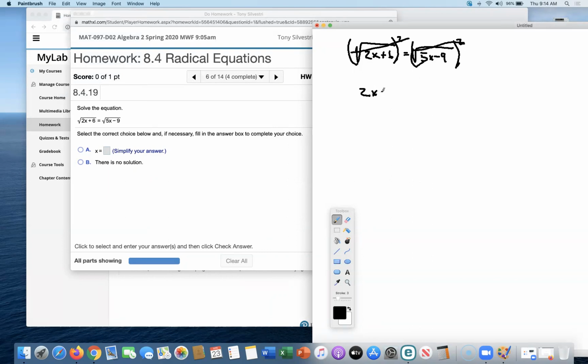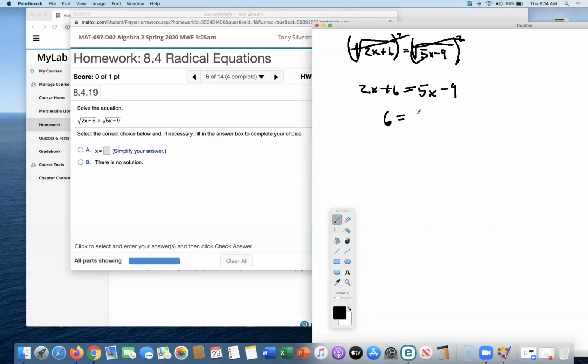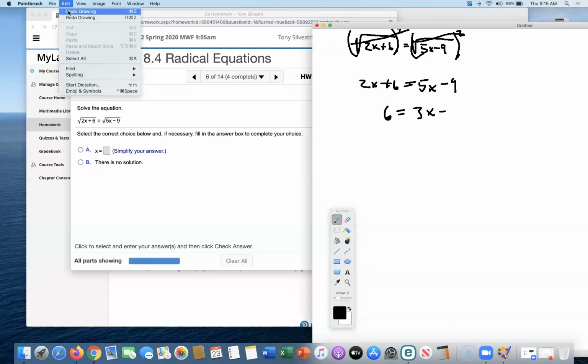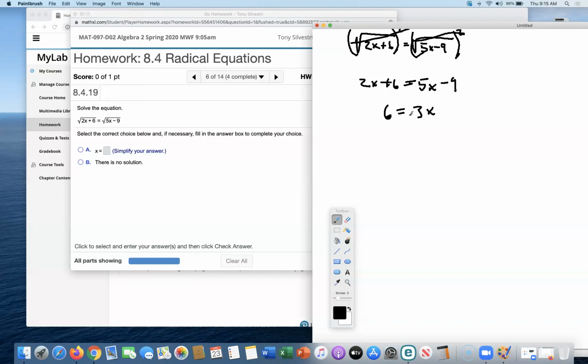2x plus 6 equals 5x minus 9. All right, I'm going to solve this equation. I'm going to subtract 2x from both sides. 5x minus 2x would be 3x. Oh yeah, minus 9. I didn't do anything with the minus 9, so bring that down. I put down plus, which was wrong. That's the nice thing about edit, undo.